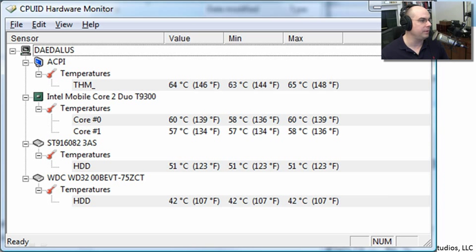This is an absolutely free program you can find. Just type in CPUID Hardware Monitor in Google. You'll be able to find it right away.